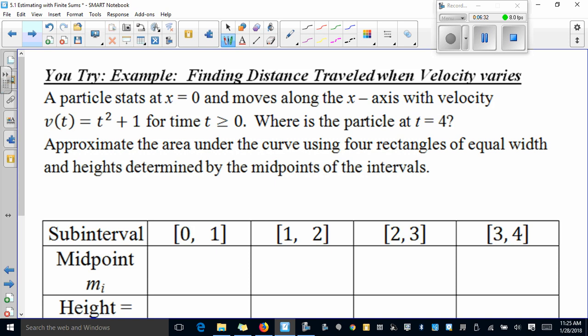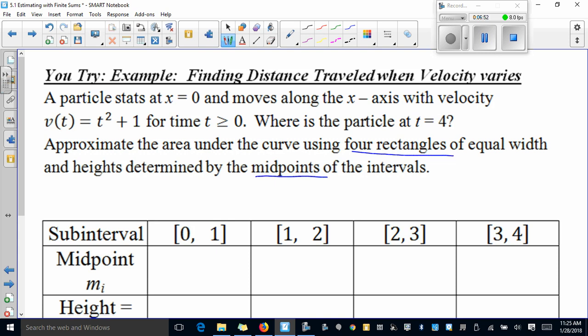Now, normally they would ask you to graph this and then to actually separate your 4, to actually show what the rectangles will look like. This will also allow you to know if you're going to get an over or under approximation on these. But we'll talk about those a little bit more here in just a minute as well.